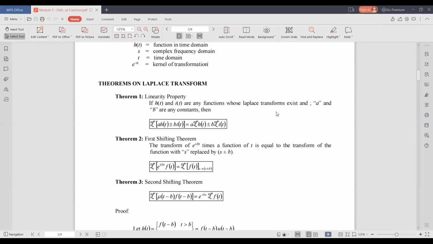Okay, so let's take a look at the theorems on Laplace transform. We have 3 theorems. That is the linearity property.